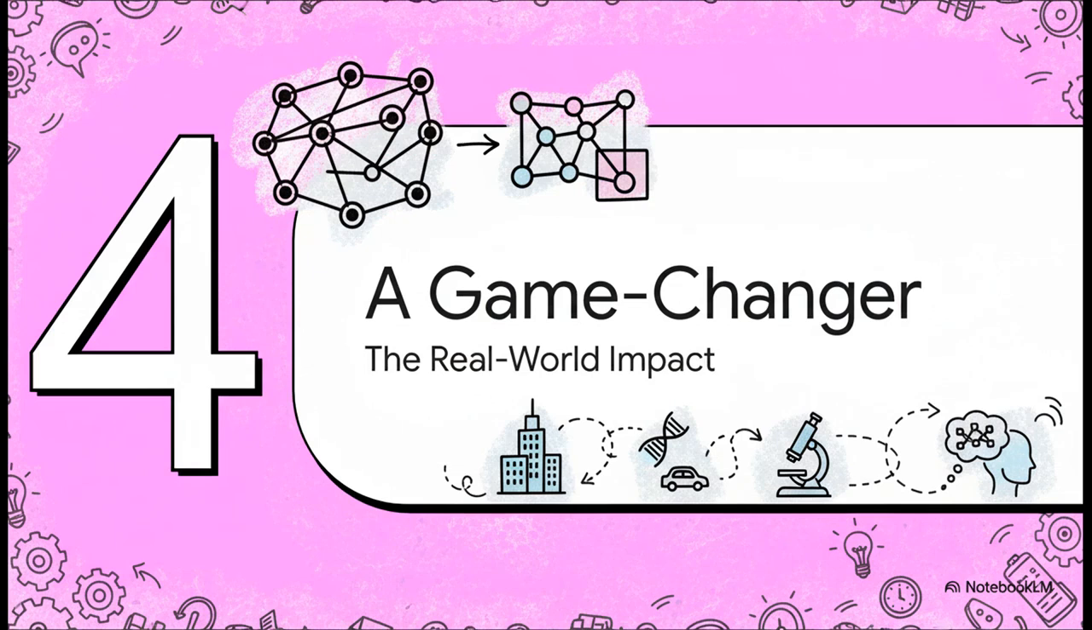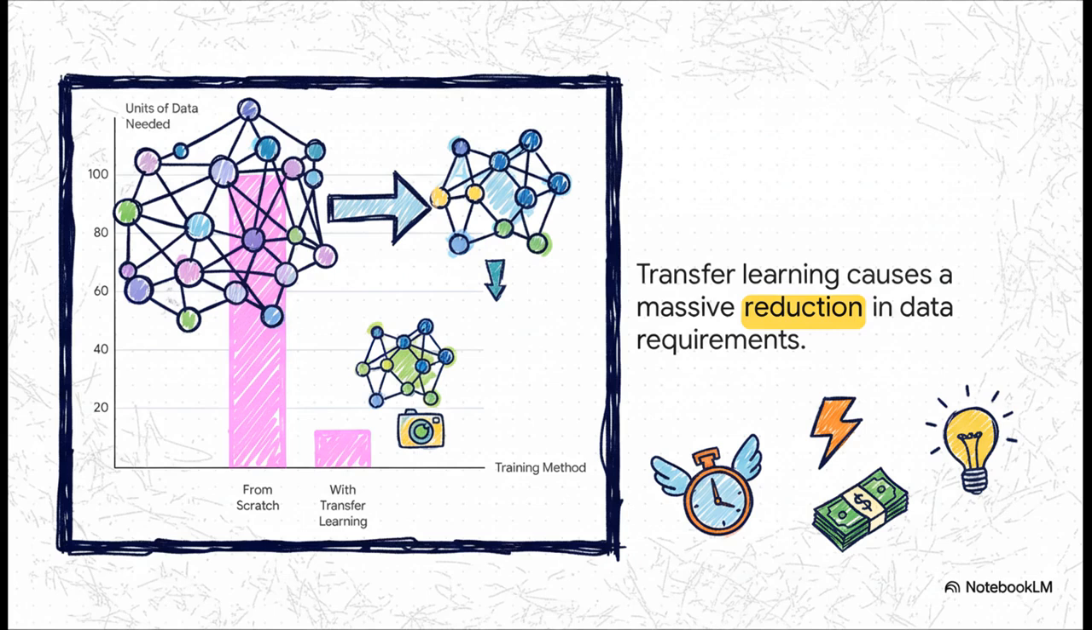Okay, so we get what it is and we get how it works, but why is this such a massive, massive game changer for the entire field of AI? Let's talk about the real-world impact. This right here is the single biggest reason. Just look at that staggering reduction in how much data you need. I mean, if training from scratch needs, let's say, 100 units of data, using transfer learning might only need 10, or maybe even just 1.